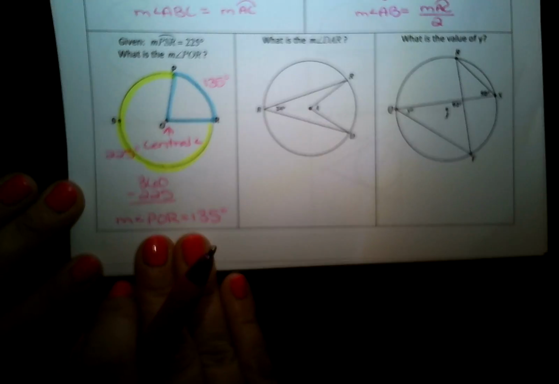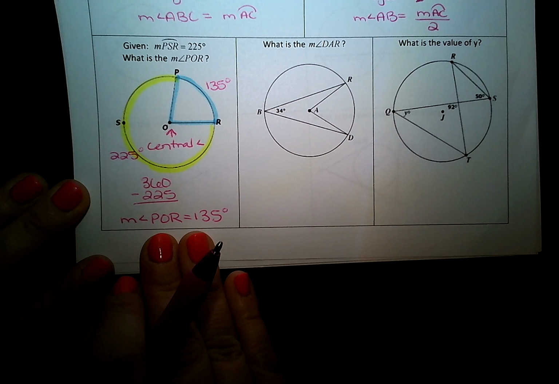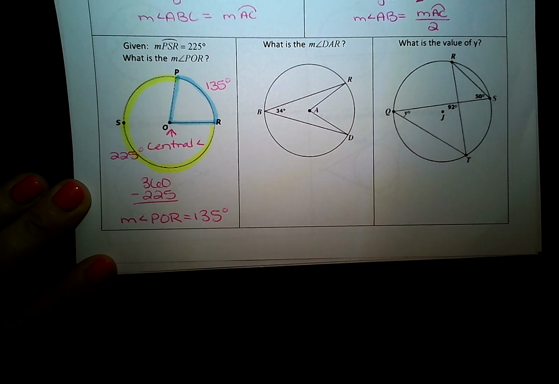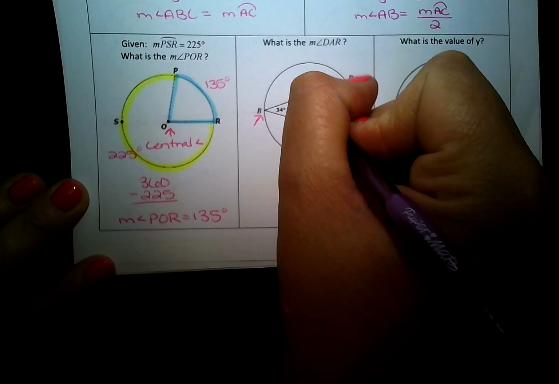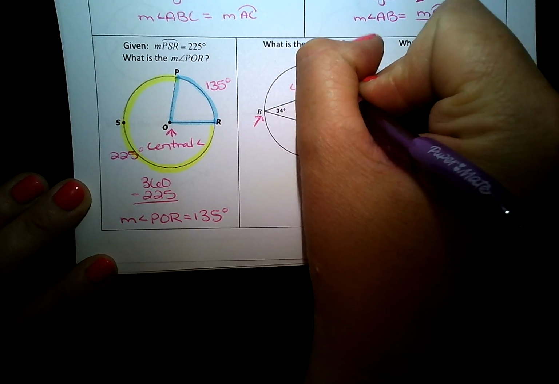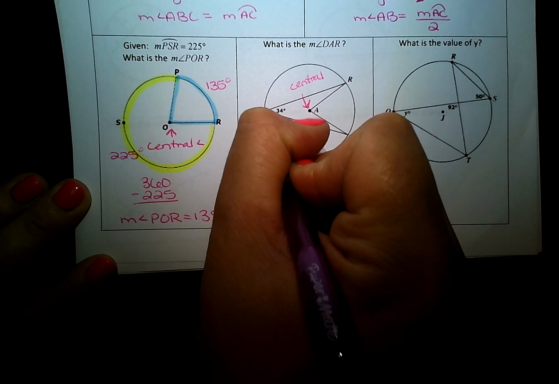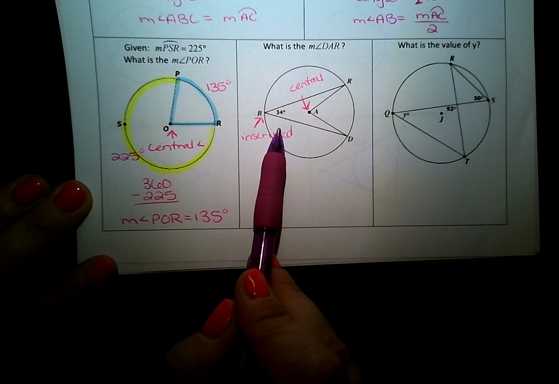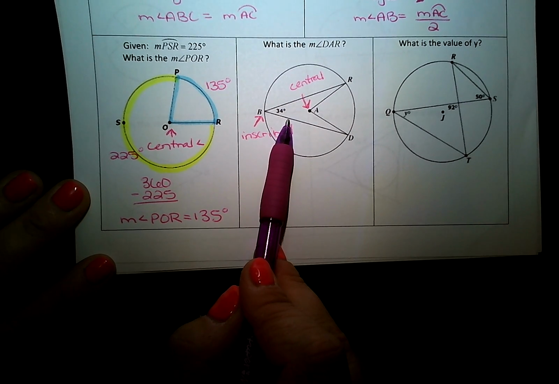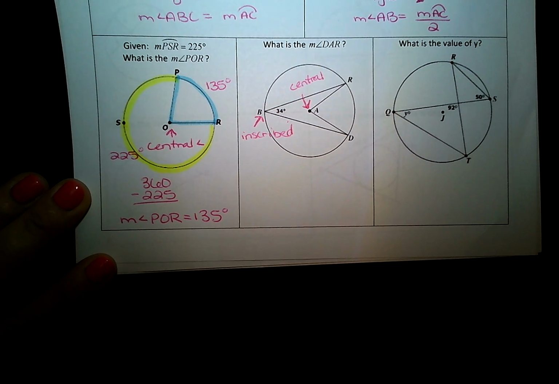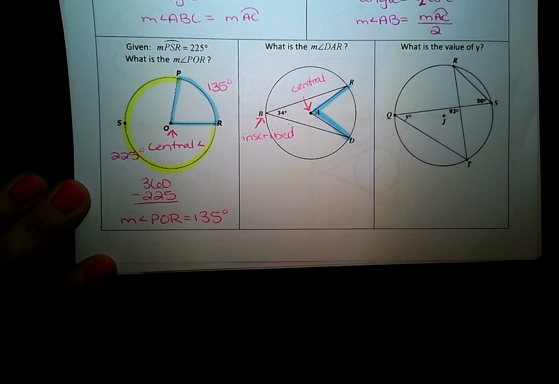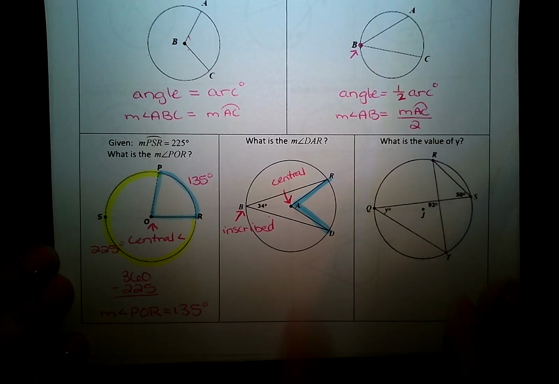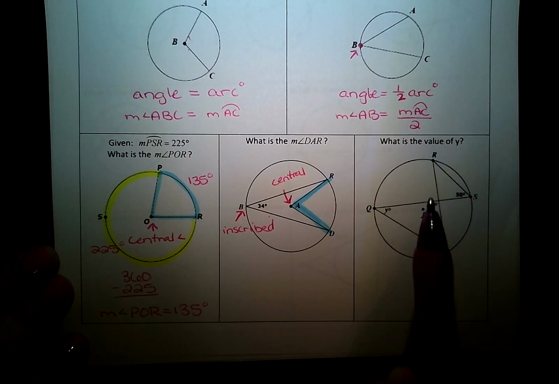Okay. Our next picture here is asking about angle DAR. Be really careful here because there's an inscribed angle out on the side, and then there's a central angle here in the middle. So you're kind of mixing the two together, a central angle and then an inscribed angle. We've been given the inscribed angle measure, 34 degrees. We're asked for the central angle measure DAR. So first we need to know what to do with an inscribed angle. Inscribed angles are equal to half of their arc measurement.